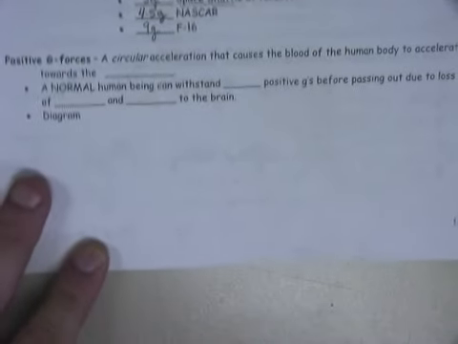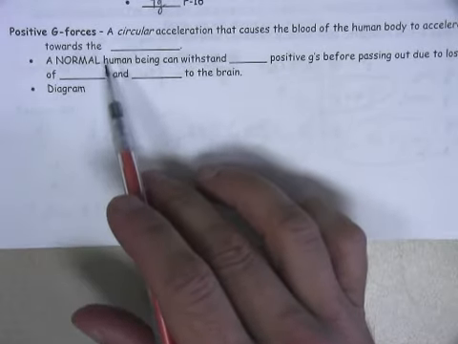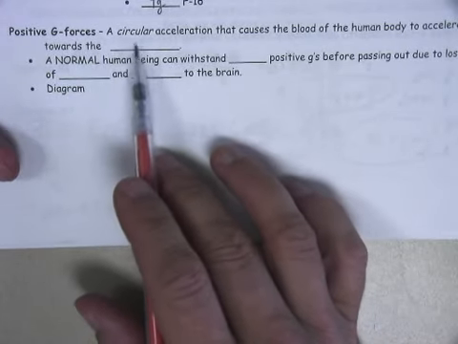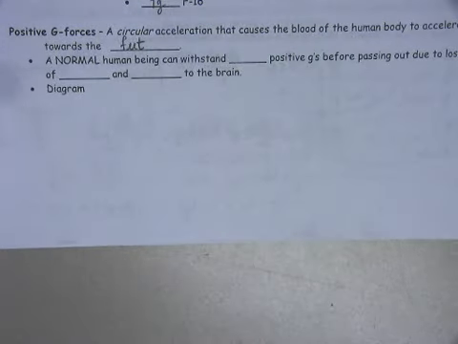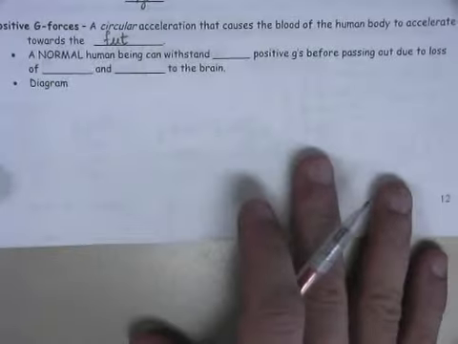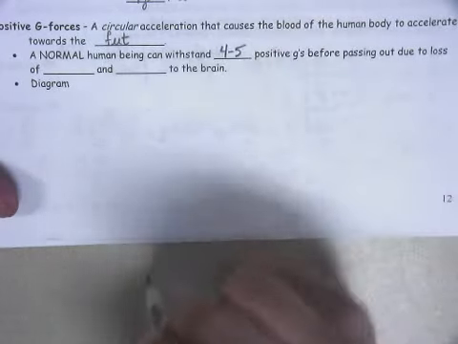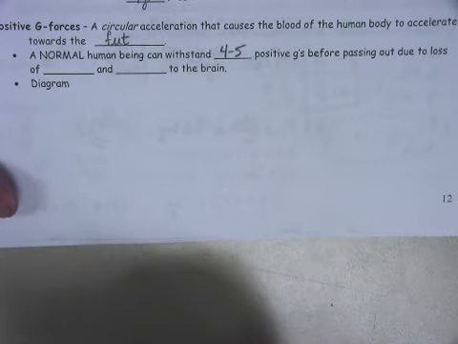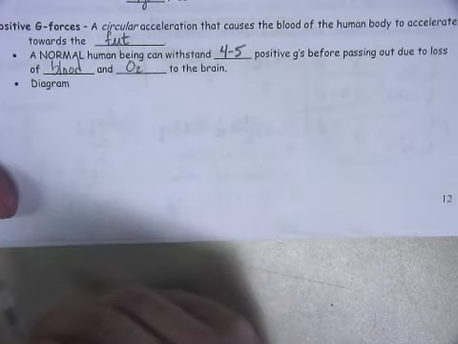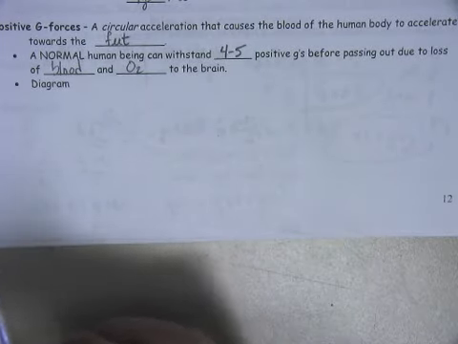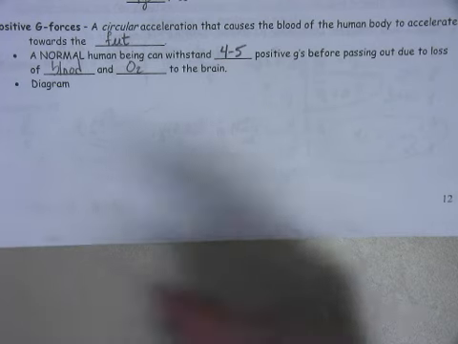So that brings us into this whole topic of positive g's. We'll give you a definition, and then we'll talk through examples. Positive g-force is circular acceleration that pushes the blood of the human body towards the feet. It looks like my video is choppy here. I hope the audio is coming through. A normal human being can withstand about 5 positive g's before passing out due to lack of blood to the brain. So let's talk a little bit about why the brain loses oxygen and blood during g-forces.